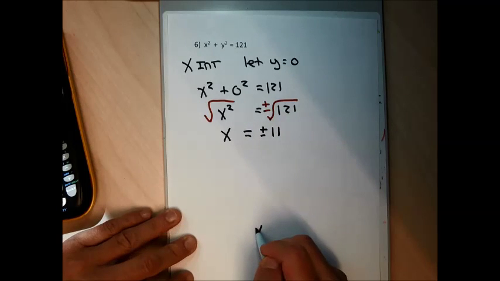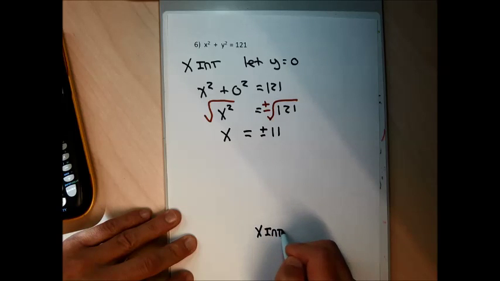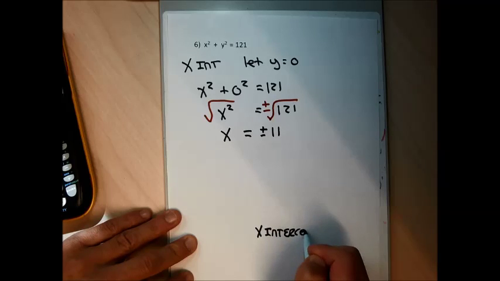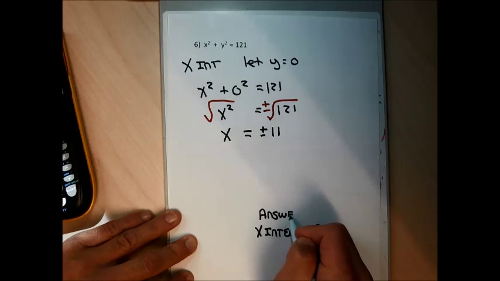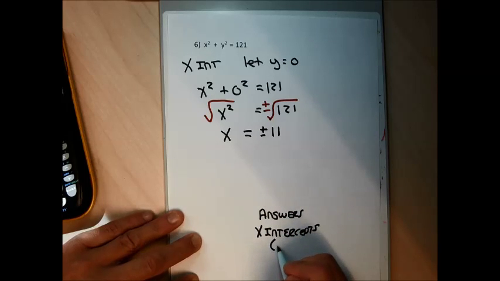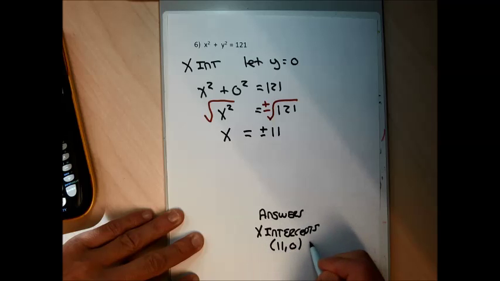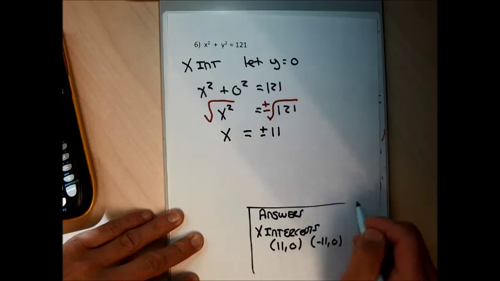So my x-intercepts in my answer are going to be plus or minus 11, which means there's two x-intercepts, and I need to write them as points, and my x-intercepts have 0 for the y-coordinate. So I'm going to write the points positive 11, 0, and negative 11, 0 as my x-intercepts.